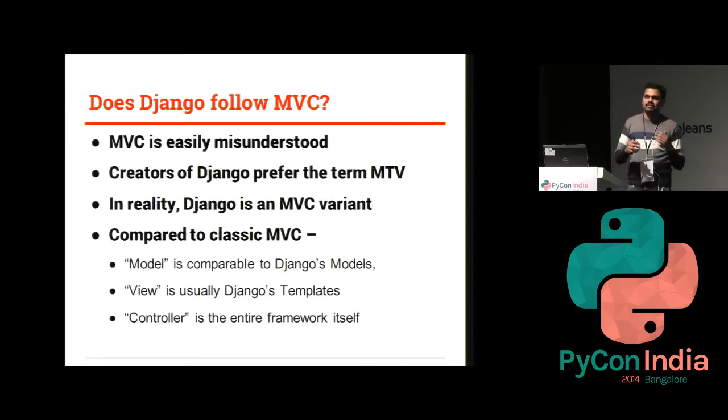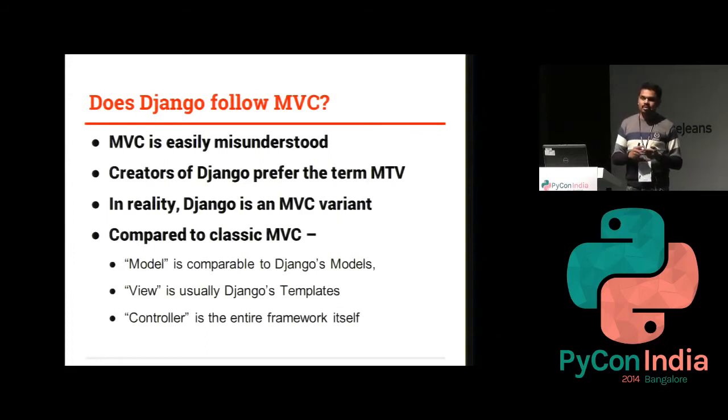So we don't have mouse and keyboard and all those kind of things, but we have something called a request-response cycle, which is happening inside a web application. So the creators of Django felt that the entire Django application or the framework can be divided into models, templates, and views.